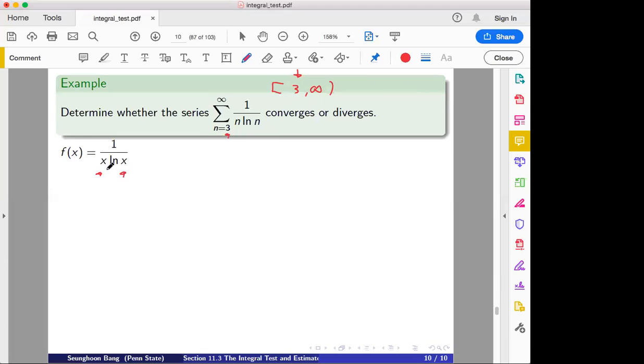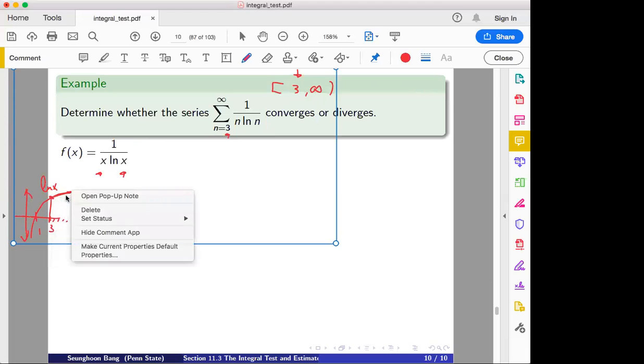So one more. You can plug these numbers into x. The x is positive, ln x is positive. What's ln of x like? ln of x is graphed like this. This is 1. This is ln. The x value is greater than 3. The corresponding graph is always above the x-axis. This is always positive.